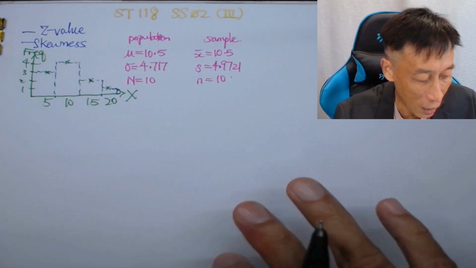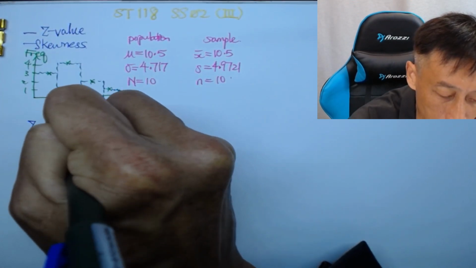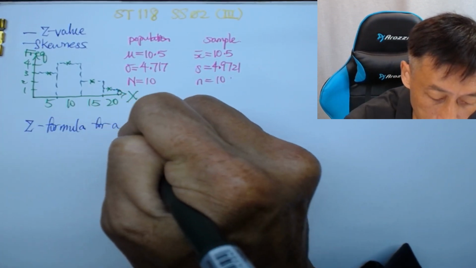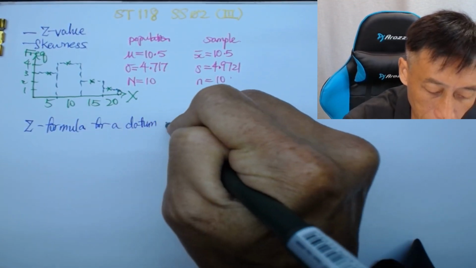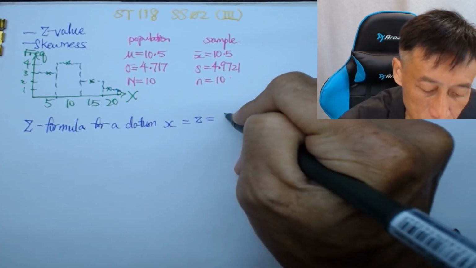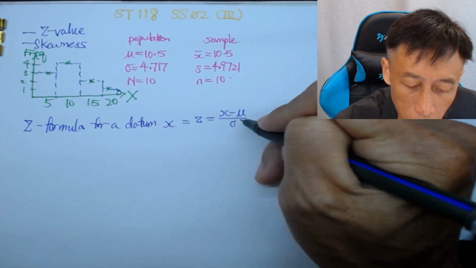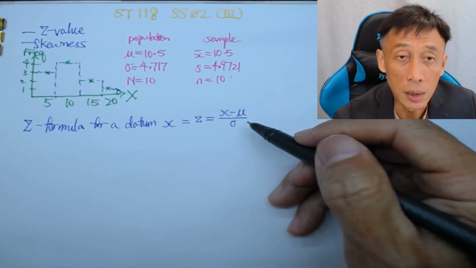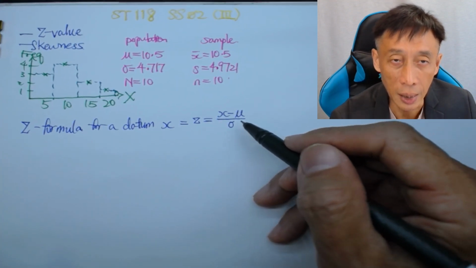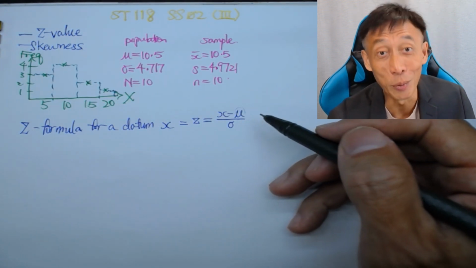Now, for Z value, let's jump in. The Z formula, first of all, for datum x is given by little z, which is calculated as x minus mu over sigma. So it is a very linear and simple formula. Basically like minusing the offset, taking the population mean as the center, which is the center of gravity.